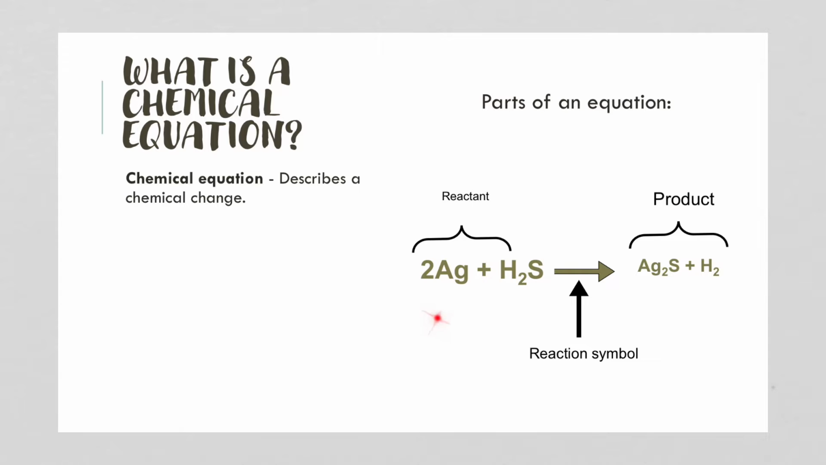Generally you have your reactants on the left, an arrow pointing to the products, and your products on the right. If the arrow was pointing the other way, then the reactants would be on the right and the products on the left, but generally we write these equations in this direction.